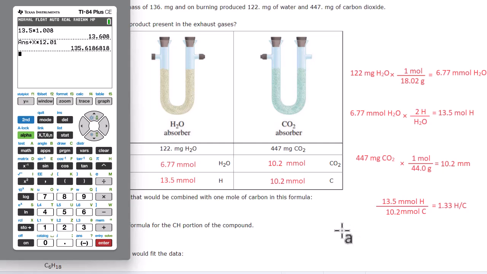Empirical formulas. Beautiful. The numbers work out, they make sense, and we find out about the world around us using a calculator and a match burning things. That's great chemistry. Love it.